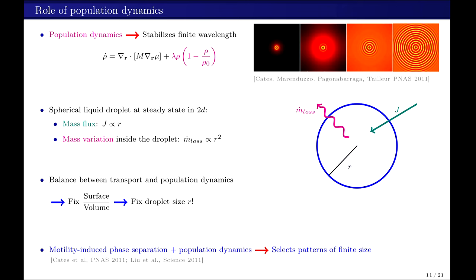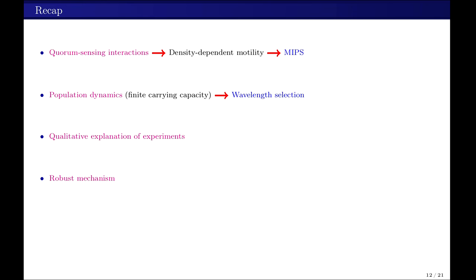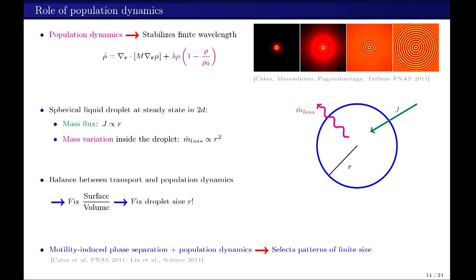So, let's make a recap so far. We have seen that motility-induced phase separation plus population dynamics leads to a selection of patterns of finite size. Quorum sensing interactions are interactions that make the motility density dependent and can lead to MIPS, motility-induced phase separation. Population dynamics, meaning a finite carrying capacity, can lead to wavelength selection. And these can give you a qualitative explanation of the experiment. For example, the simulations that you have here on top are simulations of this model, and you see that it reproduces the experimental results quite well.